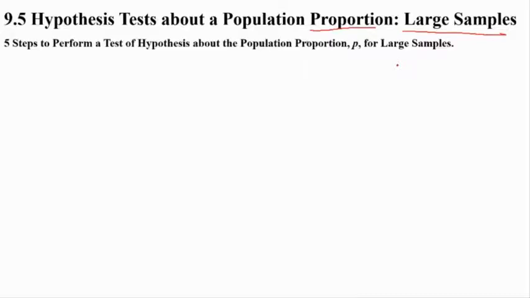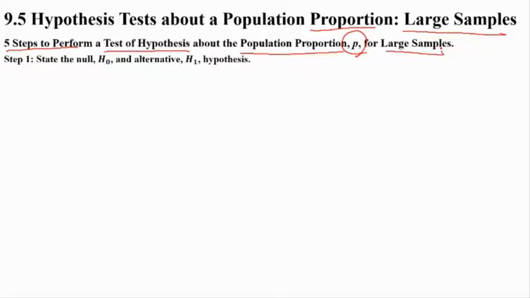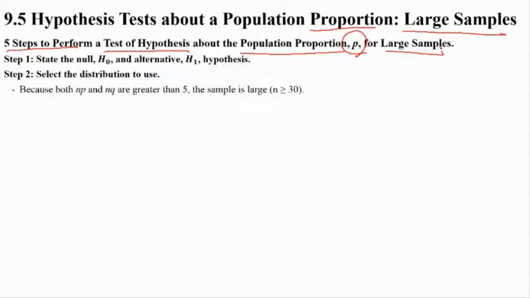First of all, 5 steps. Do you remember? Always 5 steps. Perform the test of a hypothesis about population proportion, P, for a large sample. Step 1, null hypothesis and alternative hypothesis. Step 2, the distribution to use. So which distribution are we going to use?